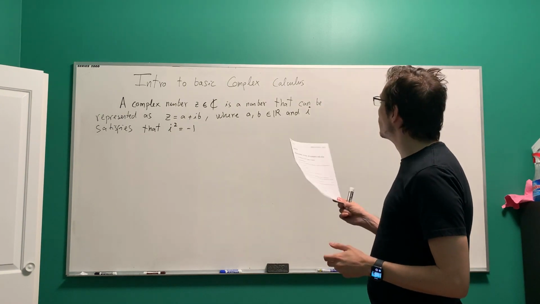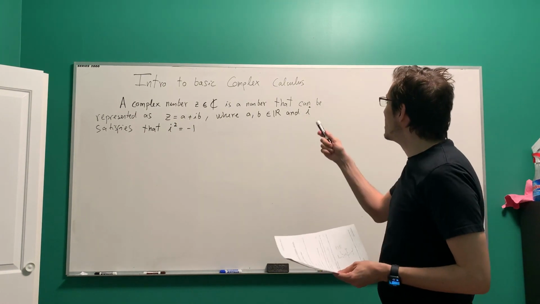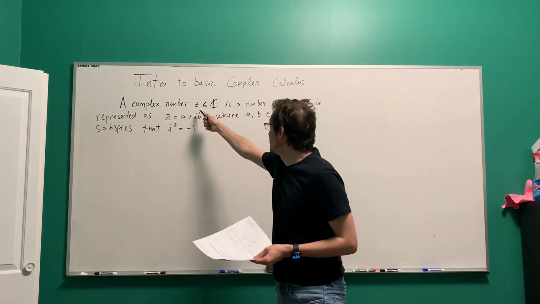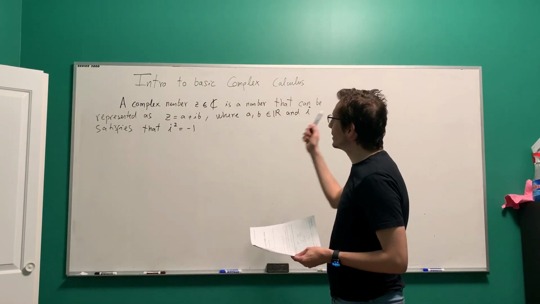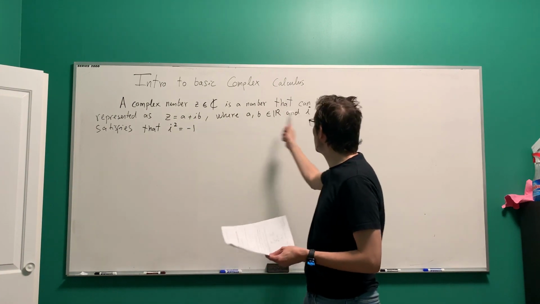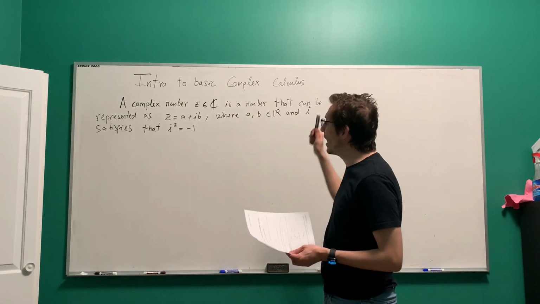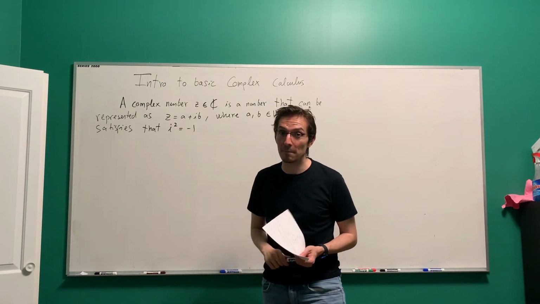All right, so what is a complex number? Well, a complex number, you may know, is, we actually say a complex number z, which is an element of the set of complex numbers, is a number that can be represented as z equals a plus ib, where a and b are real numbers, and this i, the imaginary unit, satisfies that the square of it is -1.